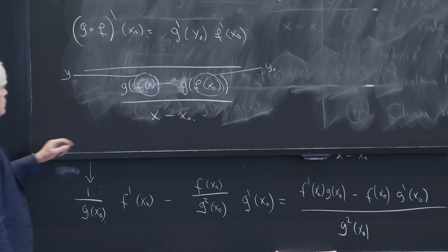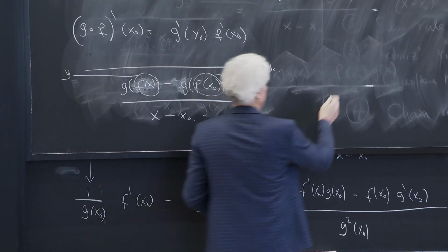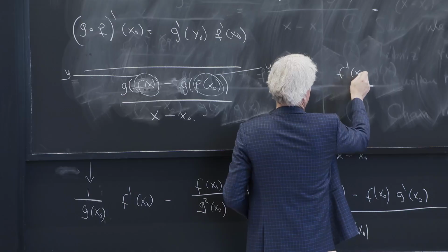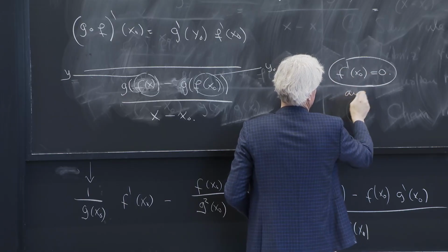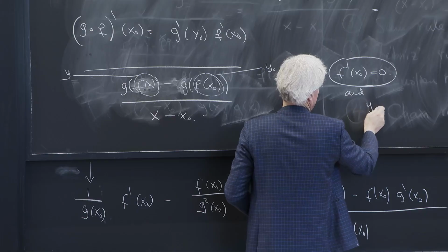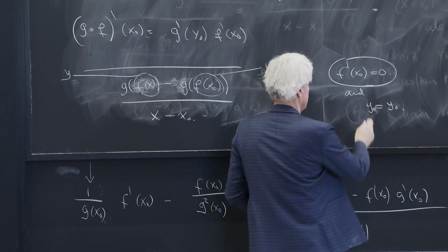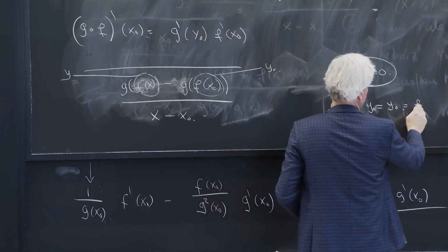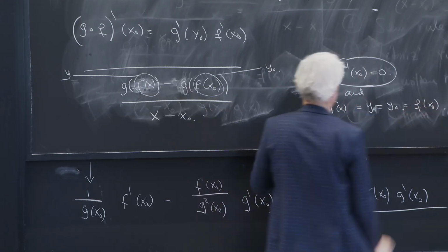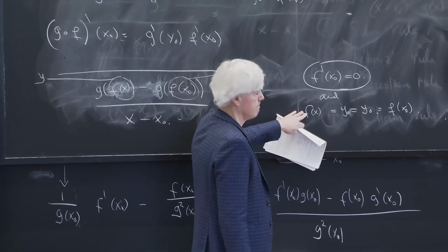And the only case we haven't dealt with is where f prime of 0 is equal to 0 and y is equal to y0, right? This here again was f of x, and this here was equal to f of x0. So only this case here we haven't dealt with, right?